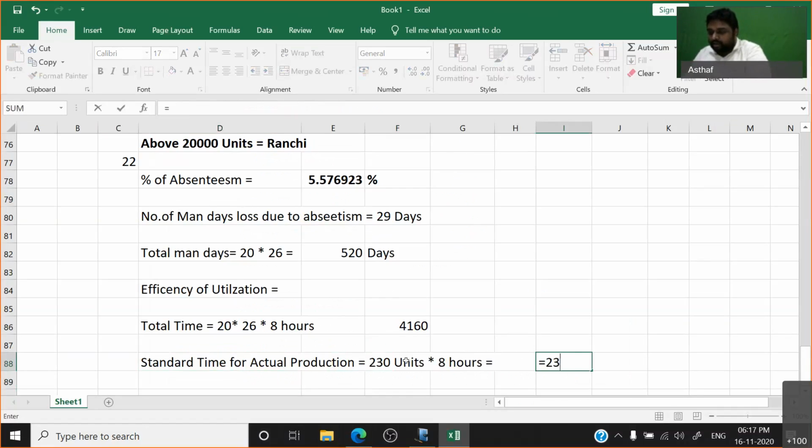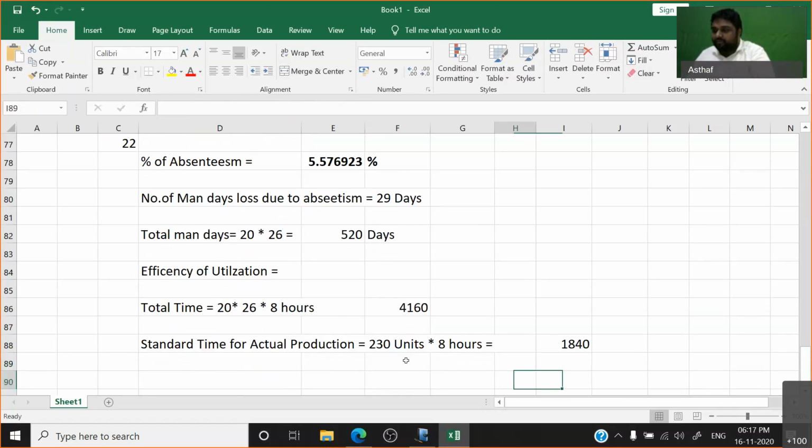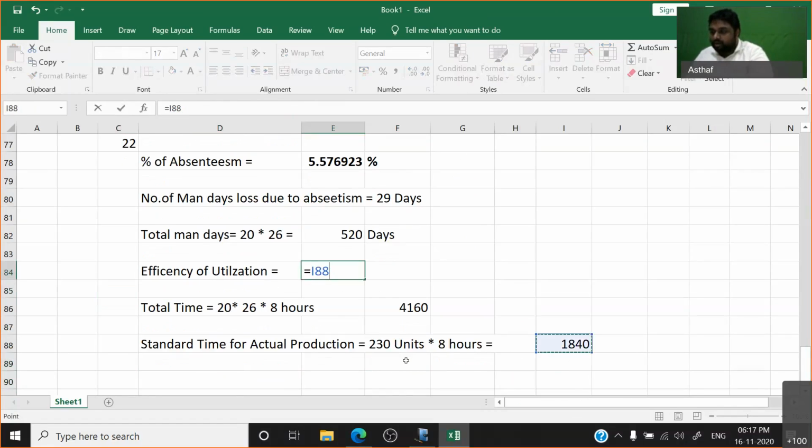What is the answer? See, in the regular class, I hope you have already learned the equation. So we are not going to the equation area. We are directly going to the formula. So efficiency of utilization will be 1840 divided by 4160 into 100. This will be the percentage.